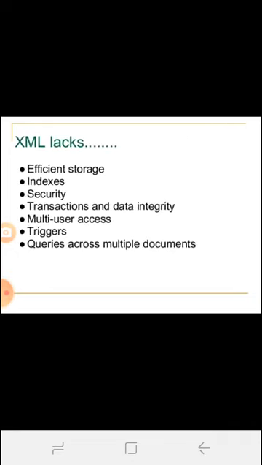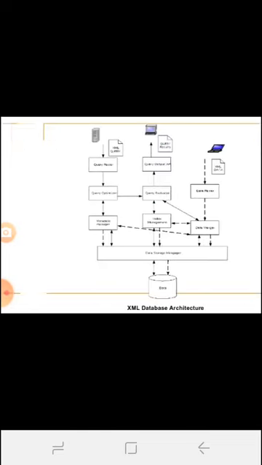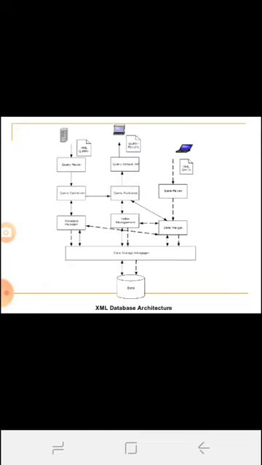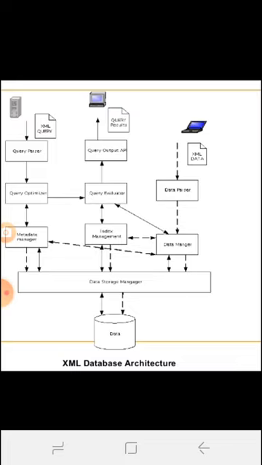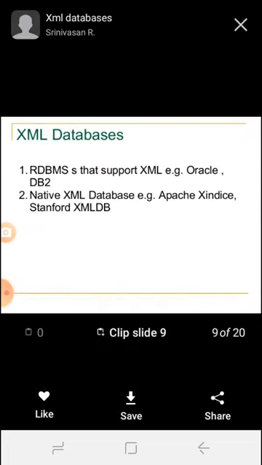What are the disadvantages of XML? Efficient storage is missing. Then indices, security, transactions and data integrity, multi-user access, and triggers are missing. In database architecture, there is the data storage manager, data manager and index management, then metrics are used. The output is XML data and query results, then XML processing.